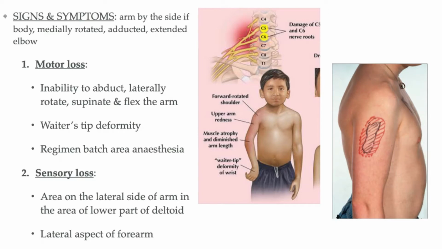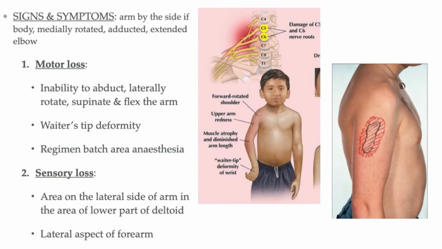Because of the paralysis of the muscles, the patient is unable to perform abduction at shoulder joint. As a result, his upper limb remains by the side of the body in adducted position. He is unable to perform lateral rotation of the arm, that is lateral rotation at shoulder joint, and hence the upper limb is in medially rotated position. He is unable to perform supination of the forearm, and hence upper limb is in pronated position. And he is unable to perform flexion at elbow joint. As a result, the elbow joint remains extended, and this characteristic position is called as waiter's tip deformity or policeman's tip deformity.